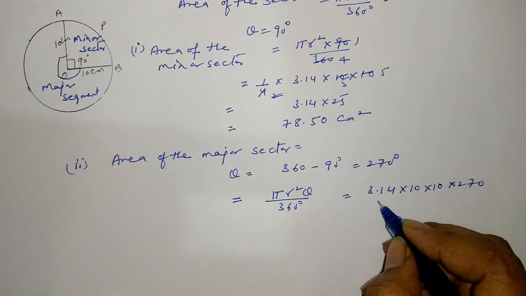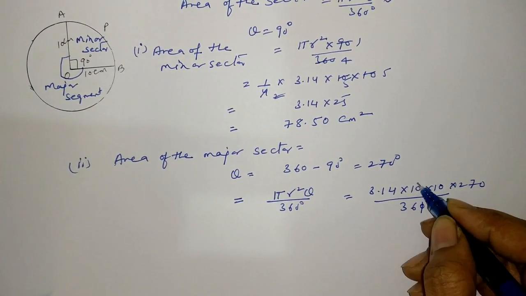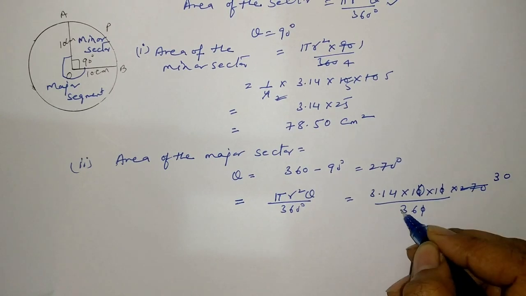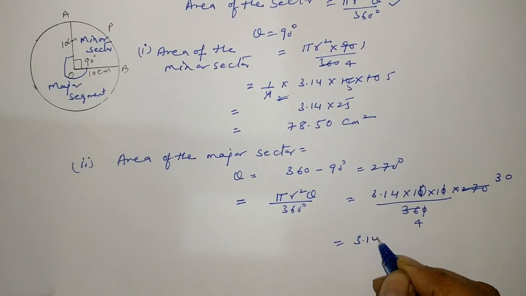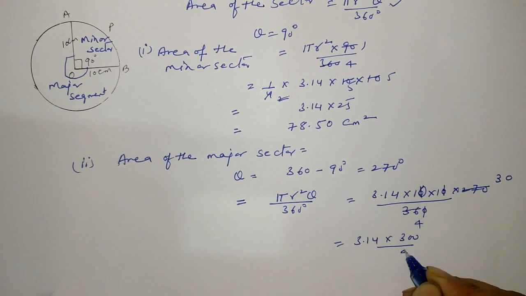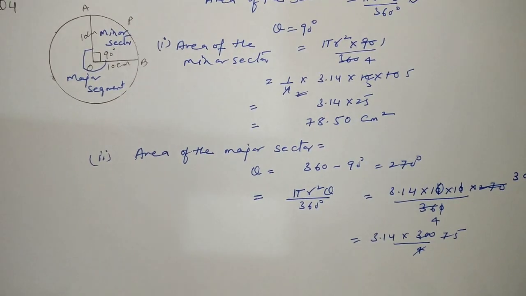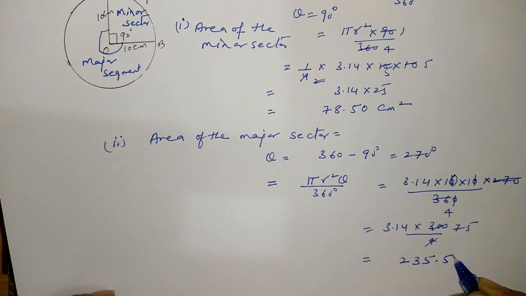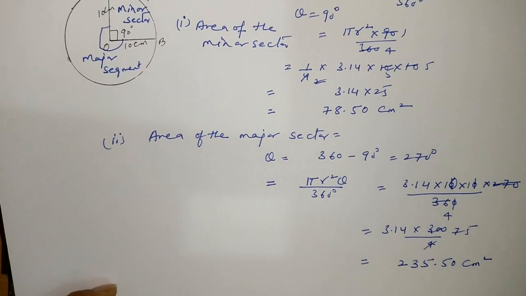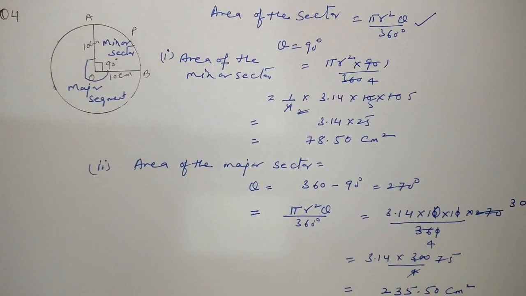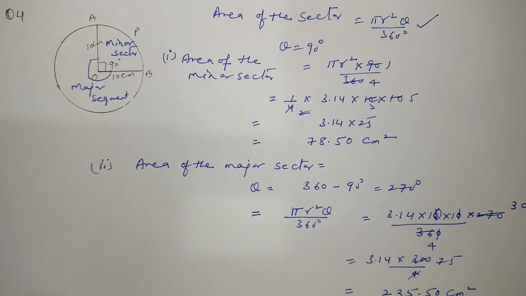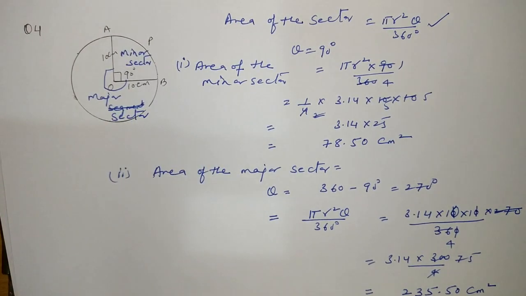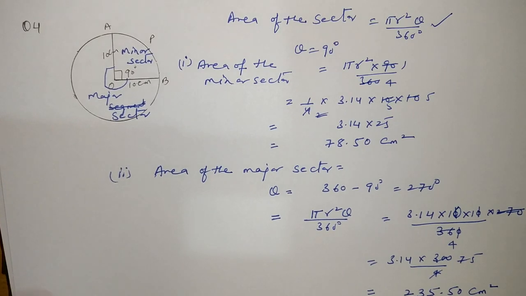Because theta is over 360, we'll simplify here. Sorry, only one 0 will get cancelled. 9 3s are 27, 9 4s are 36, so we have 3.14 into 300 upon 4. This is 75 into 3.14, and after multiplication we get the area of the major sector as 235.50 square centimeter. So you can see there are two ways: the area of the major sector can also be found by taking the difference of the area of the circle and the area of the minor sector.